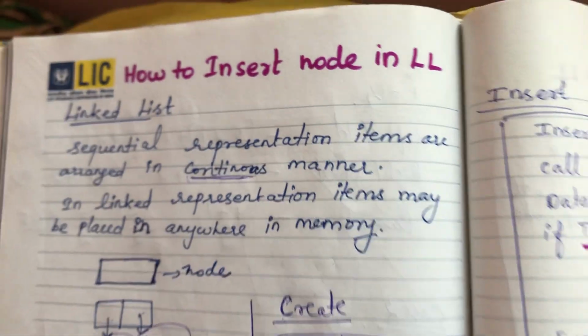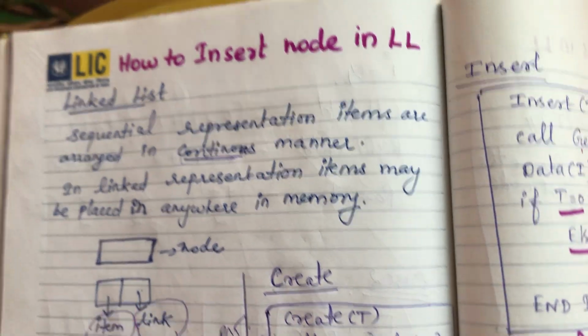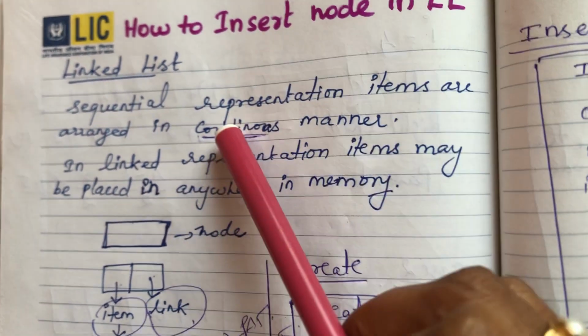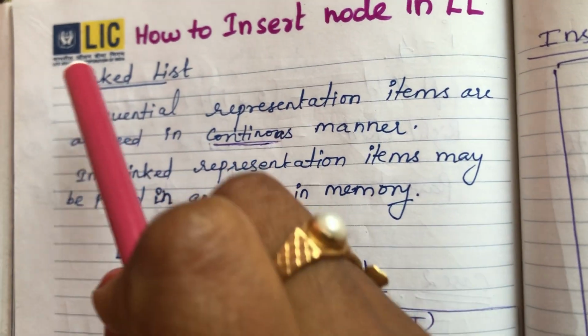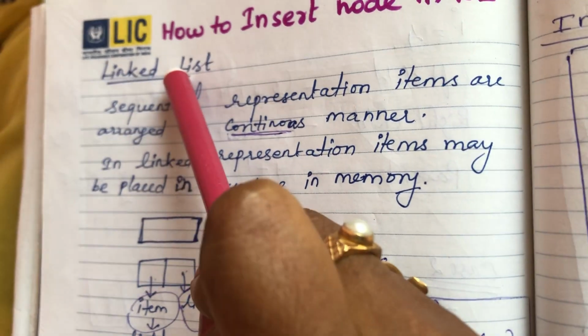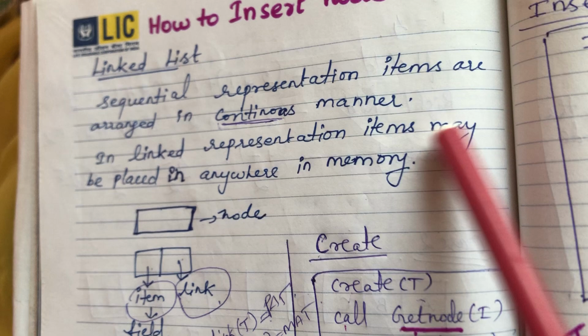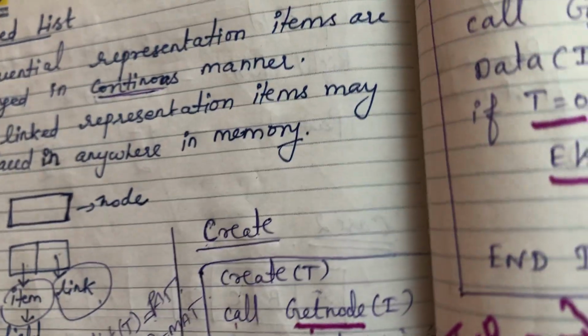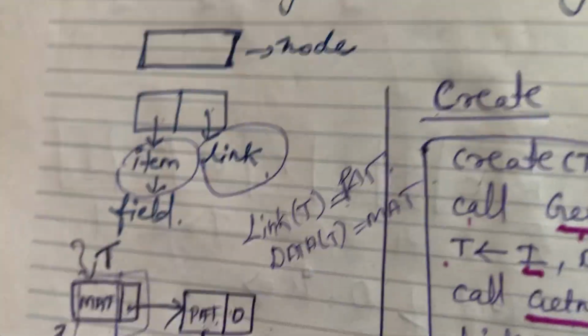Today's topic is how to insert a node in a linked list. In sequential representation, items are arranged in a continuous manner. What is the difference in a linked list? Compared to sequential representation, in a linked list the items may be placed anywhere in memory, not in a sequential manner. Then how do we identify them? With the help of the link field.